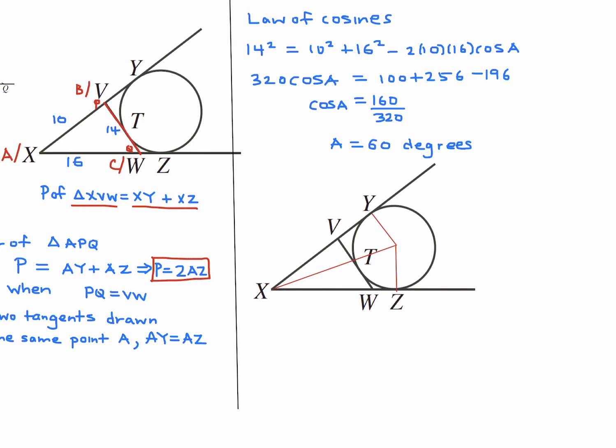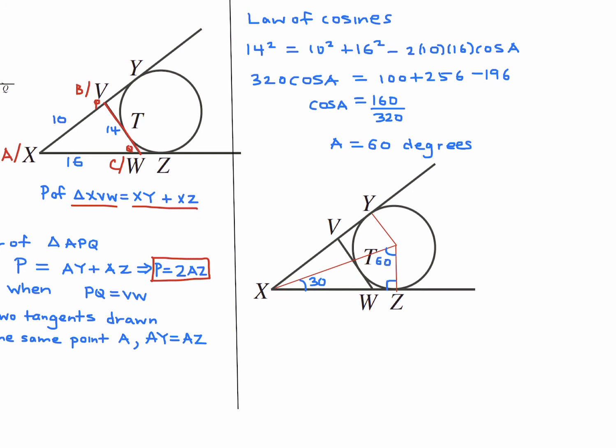Now, a few things I have to carefully point out here. This line that I drew from the center to Z makes a 90-degree angle, correct? Because XZ was tangent to the circle, so that's 90 degrees. This full angle we just figured out was 60 degrees. Now, when you draw a line from X to the center of the circle, it cuts that angle in half exactly. So that means this angle is 30 degrees, and therefore this angle is 60 degrees.